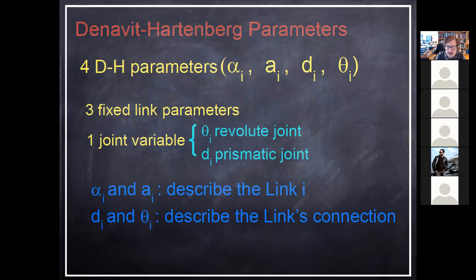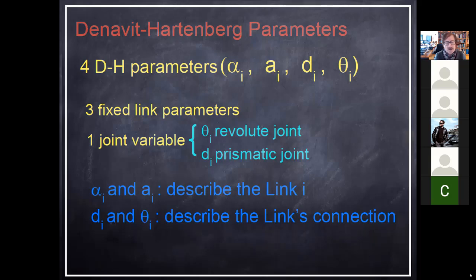So for any link, 3 of them are going to be fixed and only one of them is going to be variable. Which ones are going to be fixed? First of all, A is going to be fixed because it comes from the structure, and alpha is also going to be fixed. Again, it comes from the structure of the robot. So either d or theta is also fixed because either one of them should be 0.